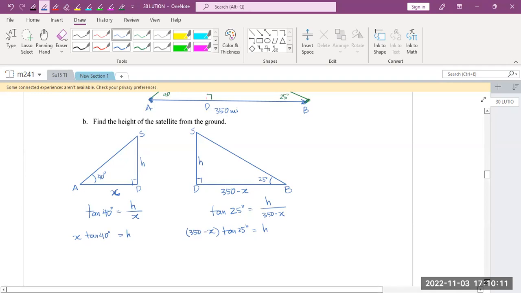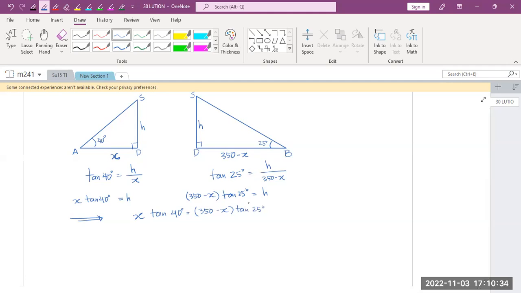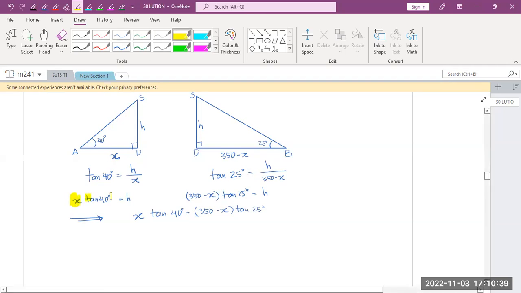Now, both of them equal the height, so we can equate them together. X tangent 40 degrees, which is the height, must be equal to 350 minus X times tangent 25 degrees, which is also the height. We will solve for X here. Even though our final answer is not X, our final answer should be H, right? But once we get the X, we can use this to find the H. We do that later. Find the X first.